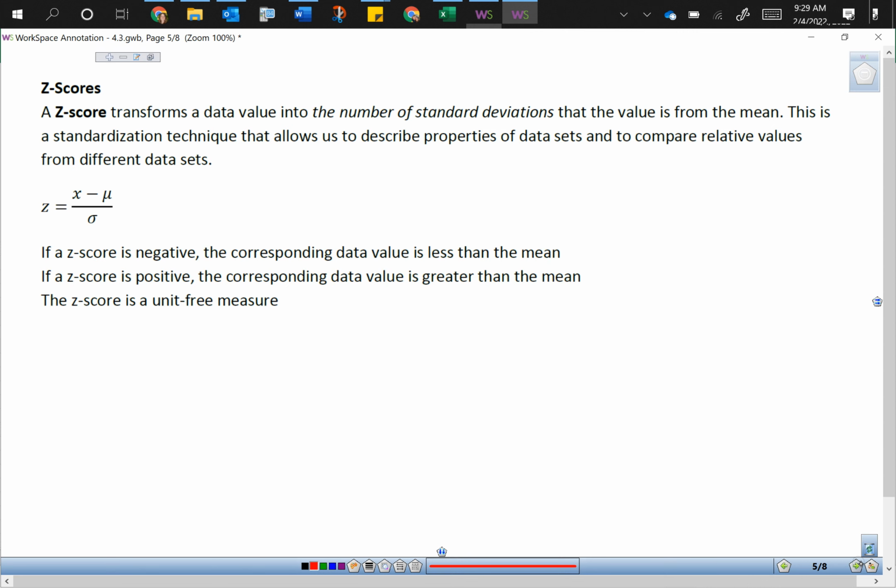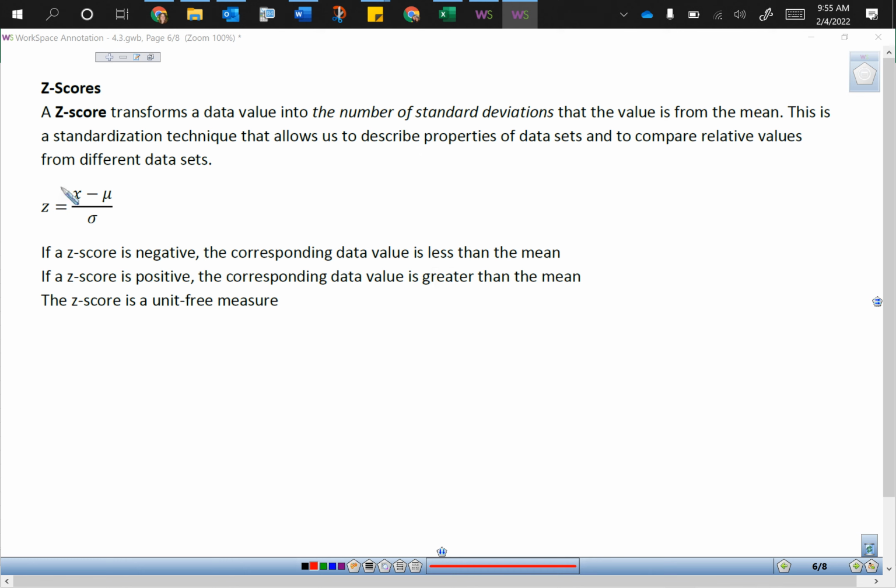All right. The next thing we're going to talk about is z-scores. Today we're going to talk about a z-score. A z-score transforms a data value into the number of standard deviations that the data value is from the mean. This is a standardization technique that allows us to describe the properties of data sets and to compare relative values from different data sets. Okay?